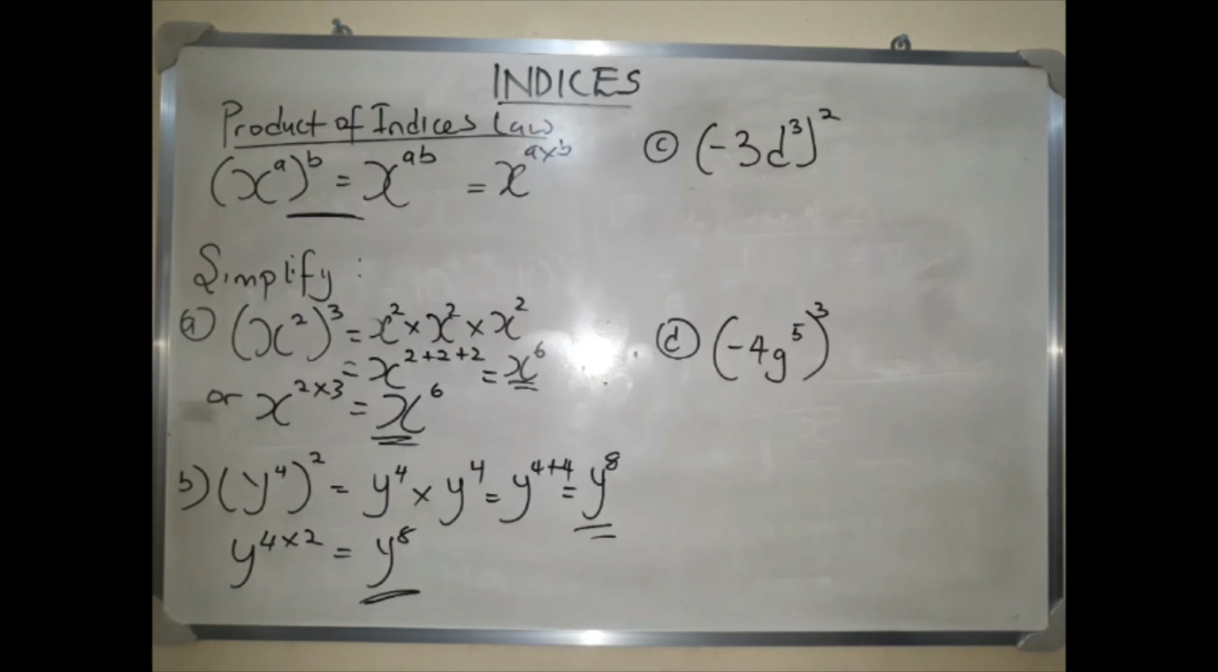And number 2, a negative number raised to an odd power is negative, and a negative number raised to an even power is positive. Now let's look at the very first statement here. It says the power outside the bracket raises everything inside the bracket to that power.